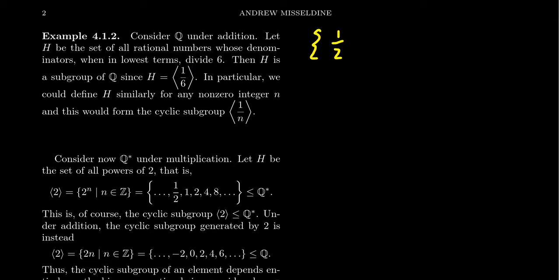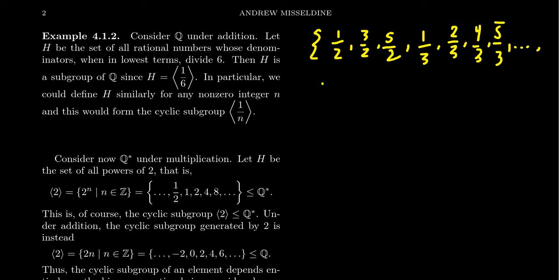So we would take like 1/2, 3/2, 5/2. Notice the denominator is 2, which divides 6. We want things like 1/3, 2/3, 4/3, 5/3, just things like this. We also want integers, like 0, 1, 2, because their denominators are just 1, which divides 6 as well. We can also take a 6th, 5/6, just things like that. Basically, we're grabbing those fractions whose denominator in lowest terms is either 1, 2, 3, or 6.